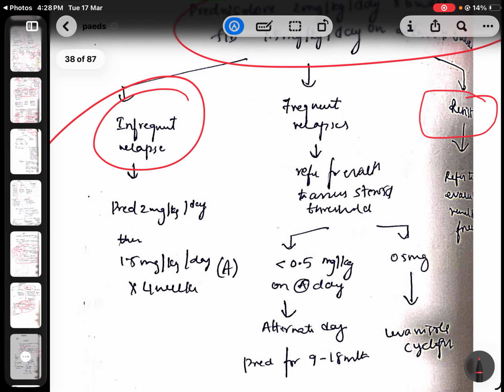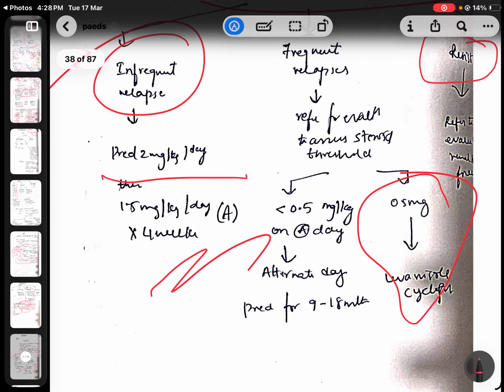But if it's an infrequent relapse, again you can start on prednisone, with 1.5 mg per kg body weight on alternate days for 4 weeks. If it's a frequent relapse, again you have to check for steroid threshold. So again you can consider adding steroid sparing agents also.